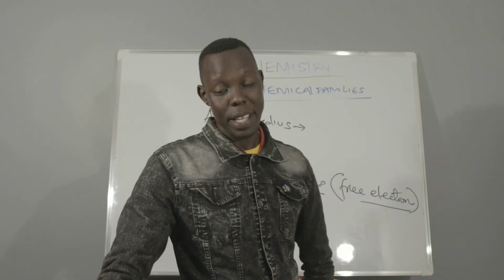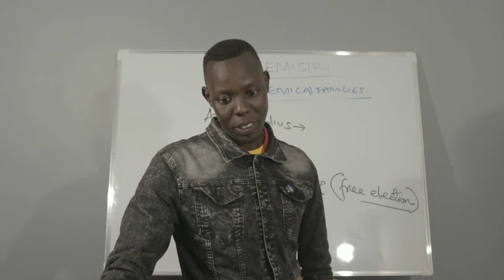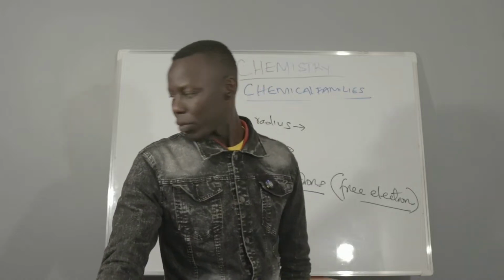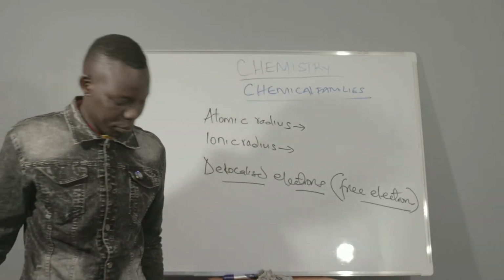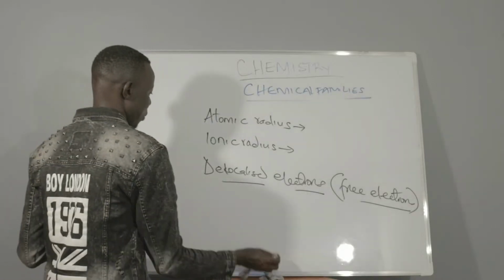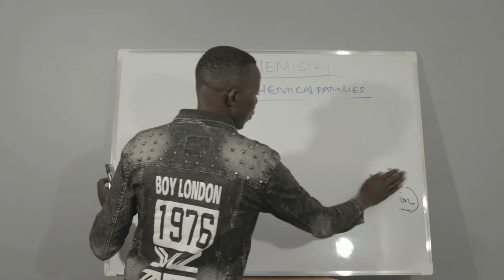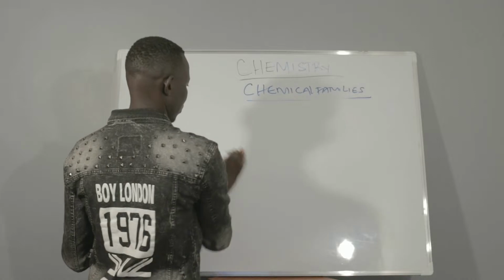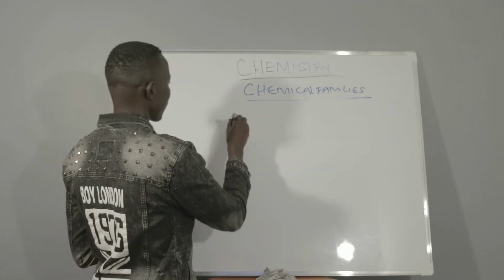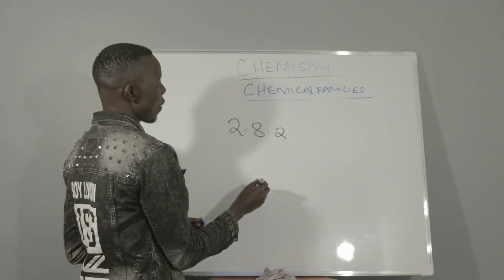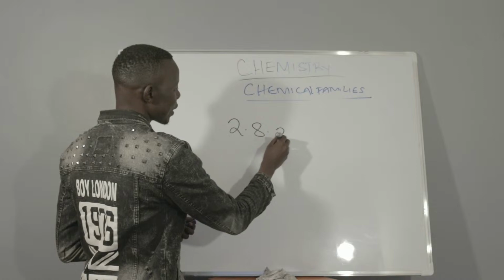I want to put another comment there on how this is explained concerning the first ionization energy, the second, and the third. Now, let me write here. So we have, if it is 2, 8, 2, there is removing of, okay, these are 2 electrons.